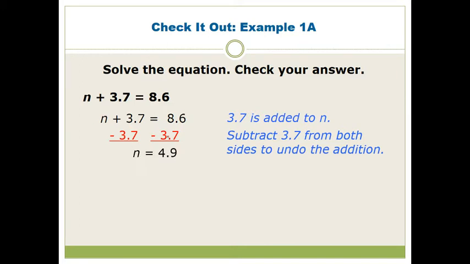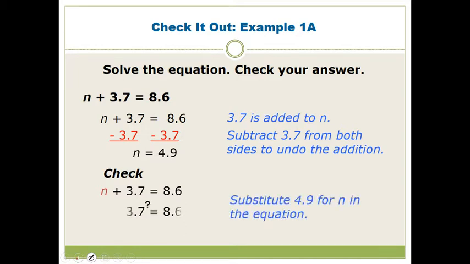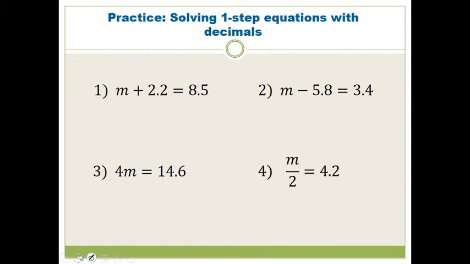And then 8.6 minus 3.7 is 4.9. And now I'm going to check. Is 4.9 plus 3.7 really equal to 8.6? Then you could add these by hand or with a calculator and find out that yes, it does equal 8.6. So we get a true statement. So then we know that our answer is correct. And so take a moment to pause the video and work out these 4 examples.